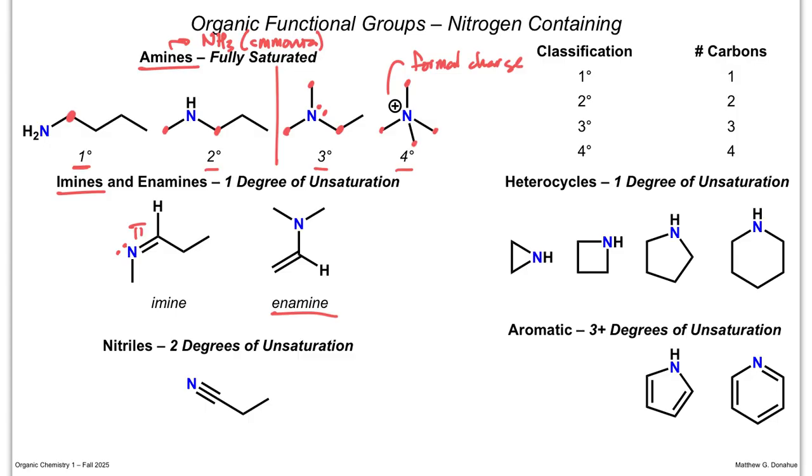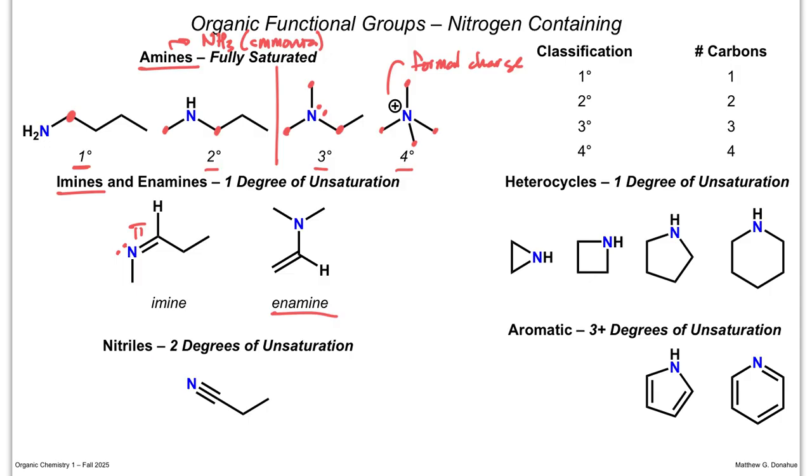Moving up to the next one where the nitrogen is sp hybridized. So we have sp hybridized carbon, sp hybridized nitrogen. There's a triple bond. So overall, there's 2 degrees of unsaturation. That's called a nitrile.